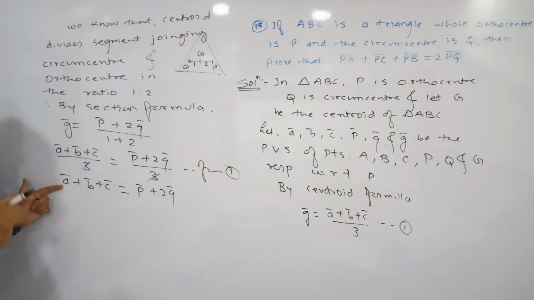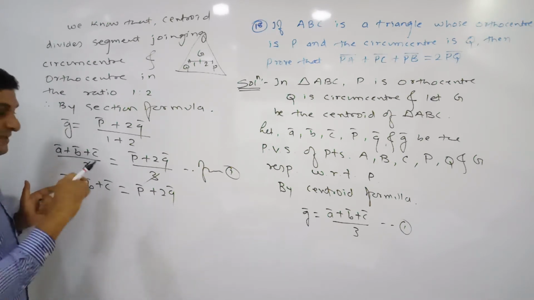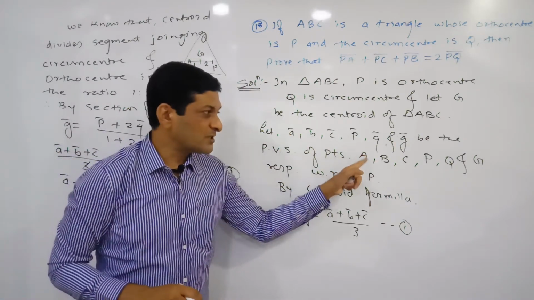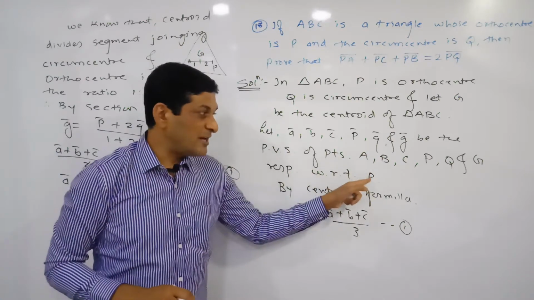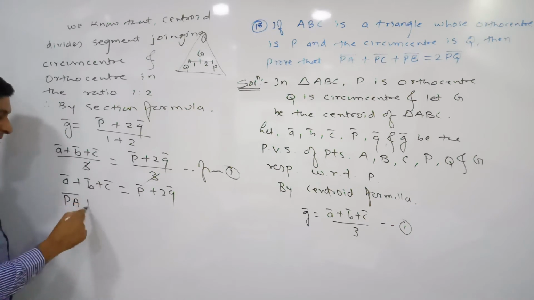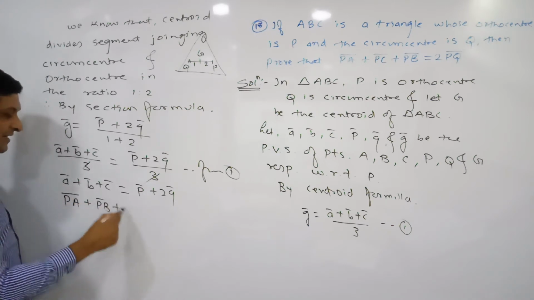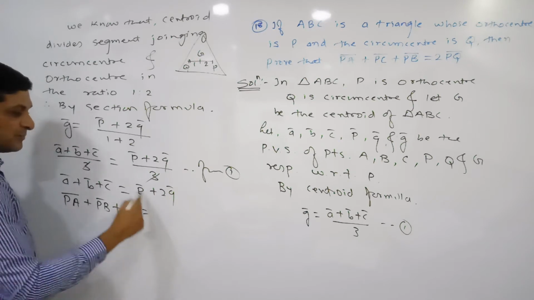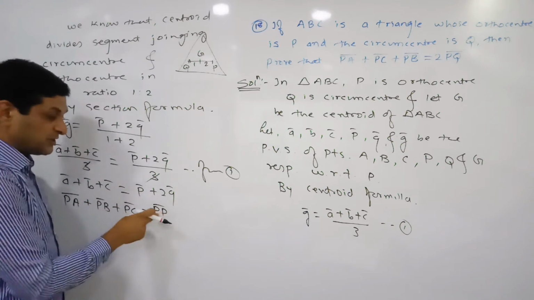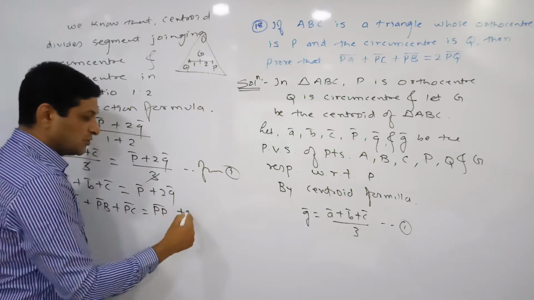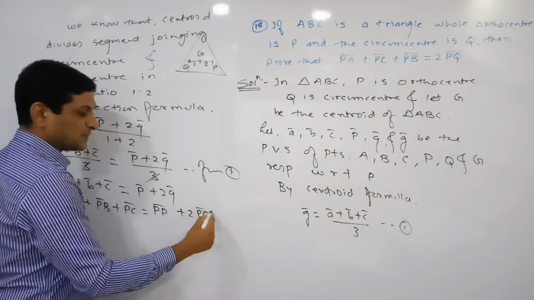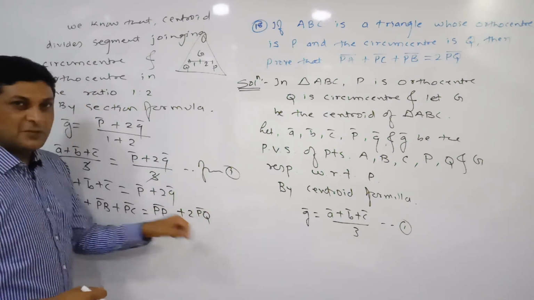What is A bar? A bar is the position vector of point A with respect to P. With respect to which point? P. A bar is the position vector of point A with respect to P, means A bar is PA bar. B bar means PB bar. C bar means PC bar. P bar means PP bar, the position vector of P with respect to P. Q bar is the position vector of point Q with respect to P, means Q bar is nothing but PQ bar.